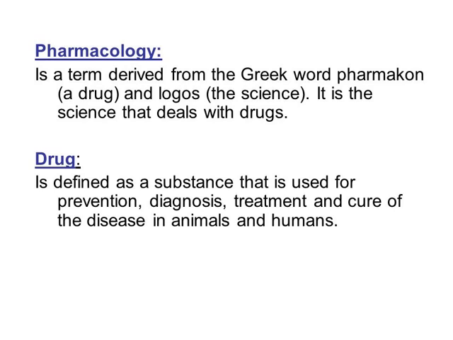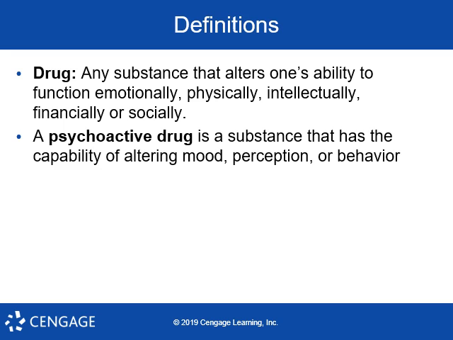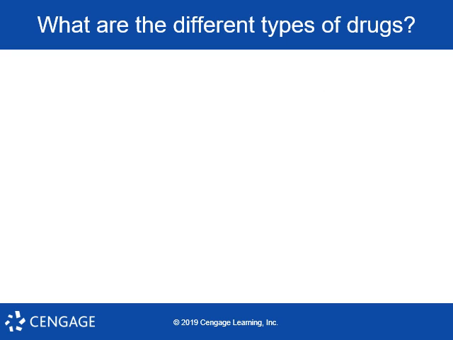So in medicine, we use the term pharmacology. It's a science that deals with drugs. Now, drug here is defined as a substance that is used for prevention, diagnosis, treatment, and cure of disease in animals and humans. That's the medical definition of it. But for our purposes, a drug is any substance that alters one's ability to function emotionally, physically, intellectually, financially, or socially. And basically, that refers to drugs of abuse, not necessarily misuse. Alcohol, tobacco, narcotics, stimulants such as cocaine, methamphetamine. We're going to be talking about all of those within the coming semester.